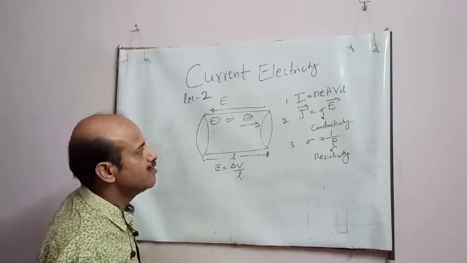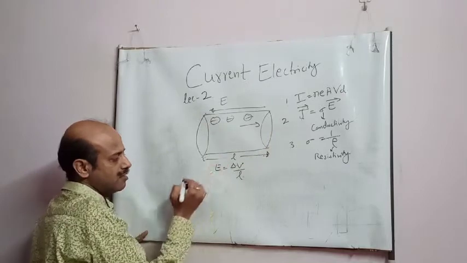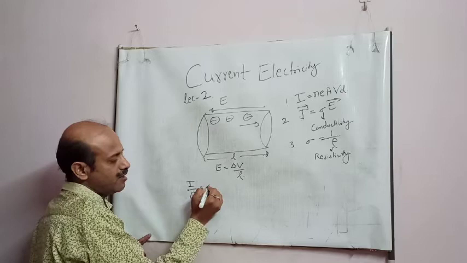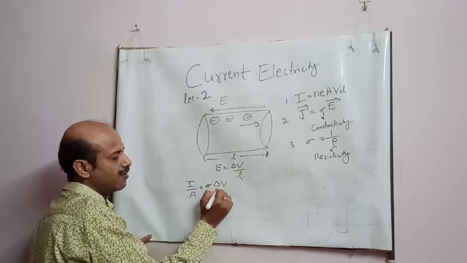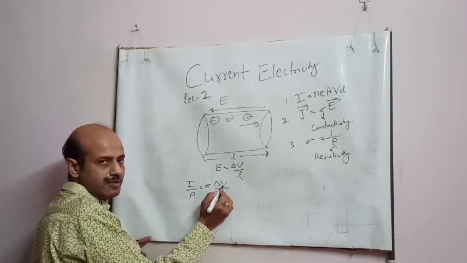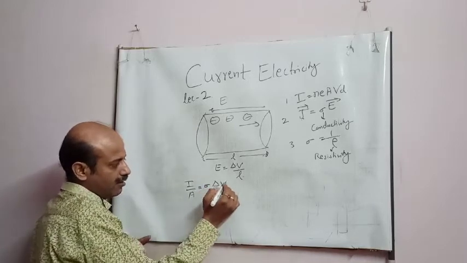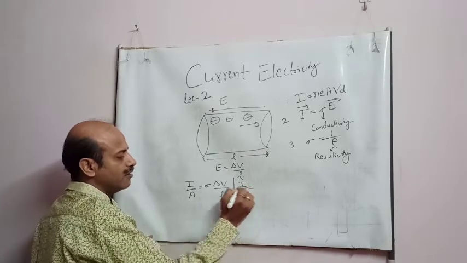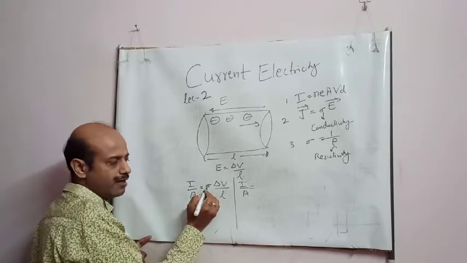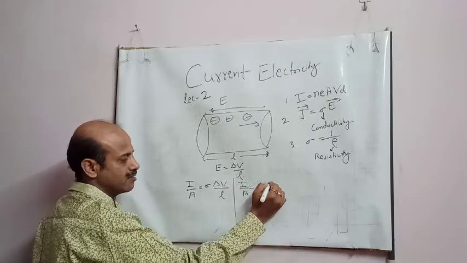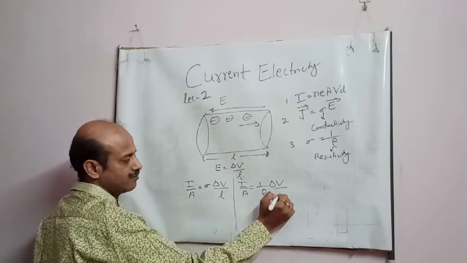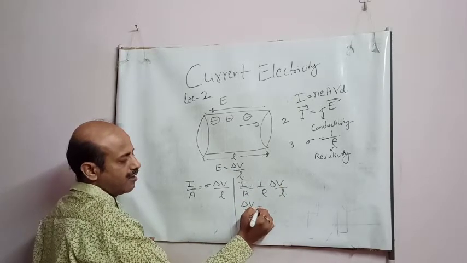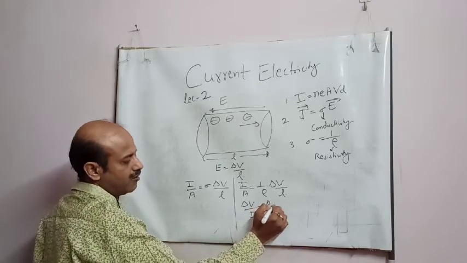Now, again I will use this formula. See, this is current density, meaning I upon A, is equal to sigma times delta V upon L, where delta V is the potential difference. Now this can be written as I upon A. This sigma is conductivity and its inverse is resistivity. From here I am getting delta V upon I is equal to rho L by A.